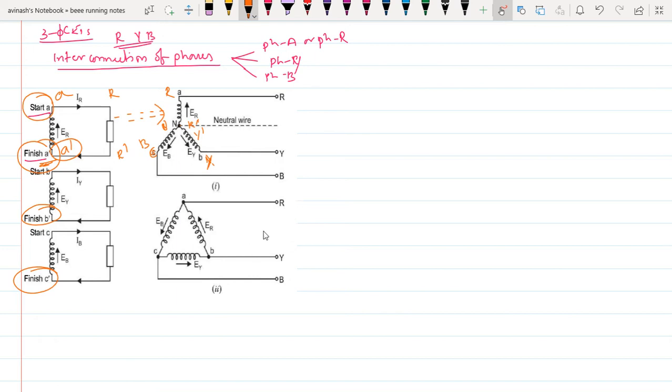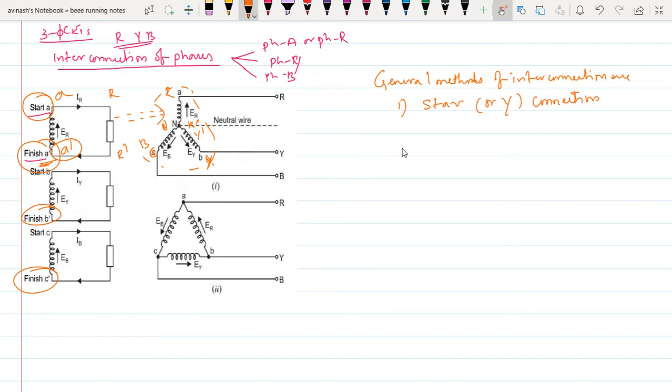So the general methods of interconnection are, first one, the star. It can also be seen as a Y connection. This star connection is also in the form of Y, so it is also called Y connection. Why do we call it Y? It just looks like an inverted Y. So it is called star or Y connection.